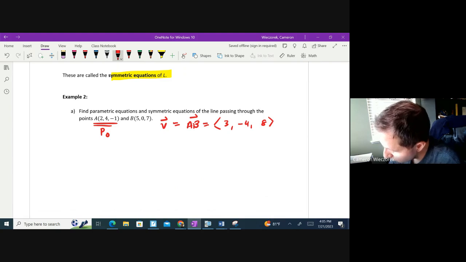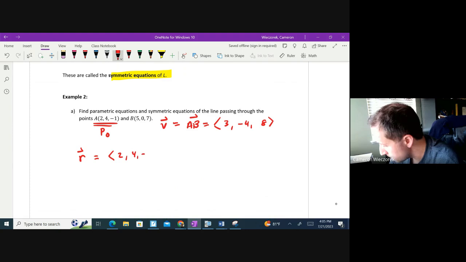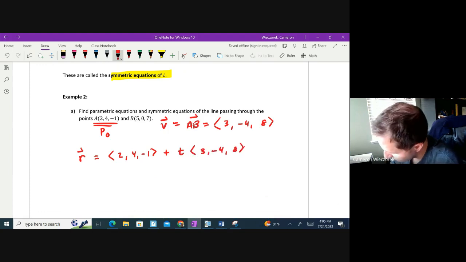R sub 0, right, would be given by 2, 4, -1. So r, my vector equation of the line, would be given by the initial vector, 2, 4, -1, plus scalar multiples of that direction vector. So t times 3, -4, 8.